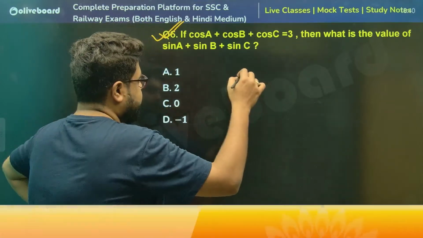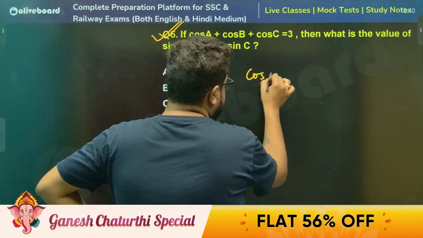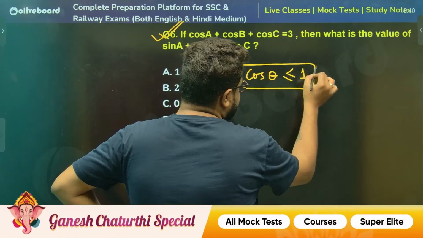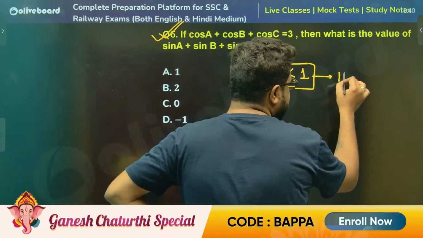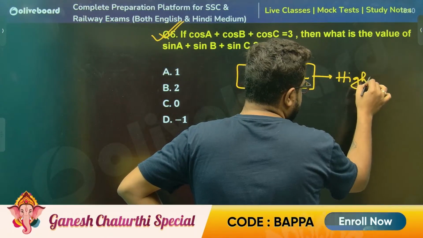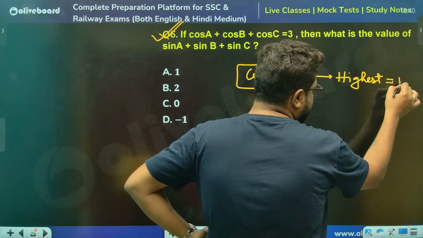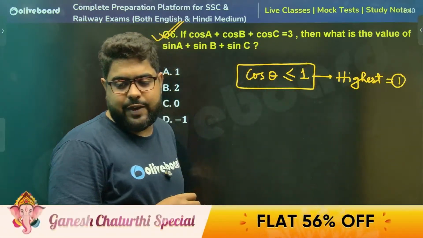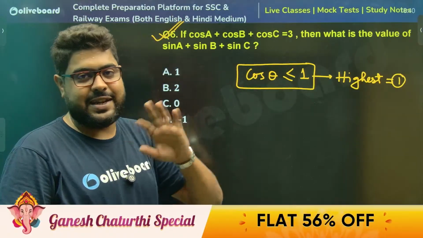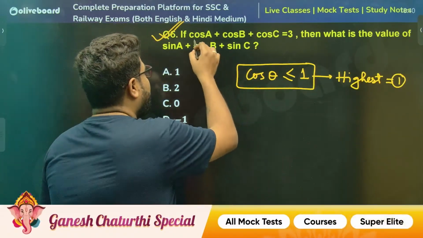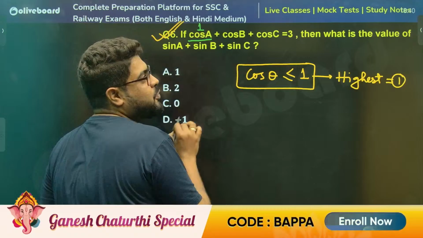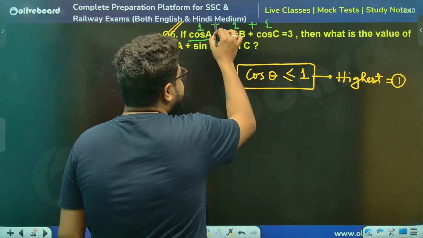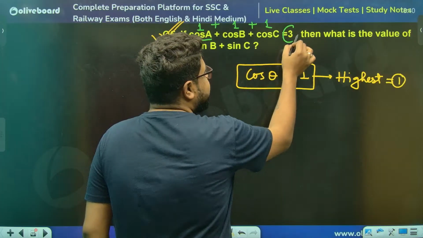Sir, cos theta, the highest value, it is always less than or equal to 1. So the highest value is 1, sir. It cannot go beyond 1. That's a big problem if it even tries to go beyond 1. That's impossible. So cos can go at most to 1. This can go to 1. This can go to 1. So if I add 3 highests, I am getting 3, sir.